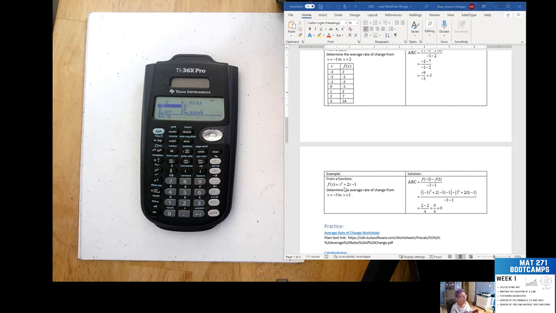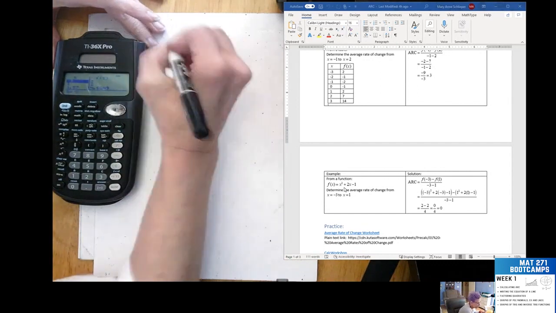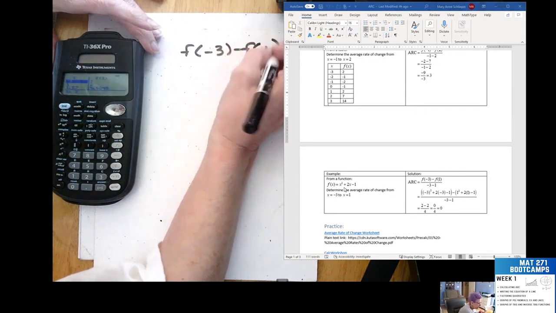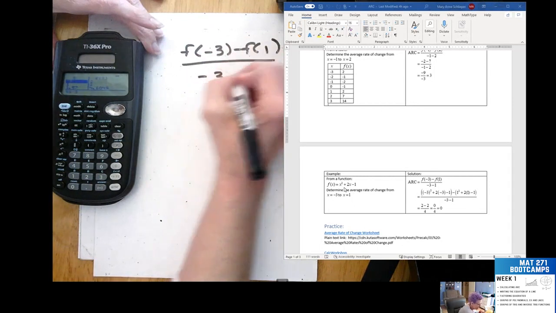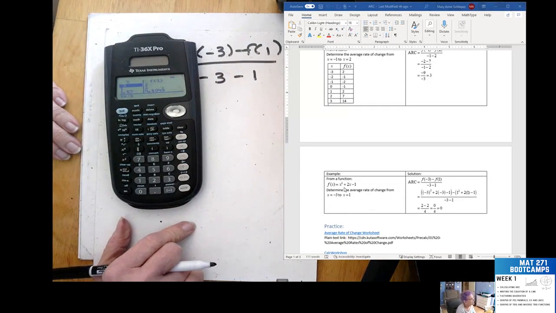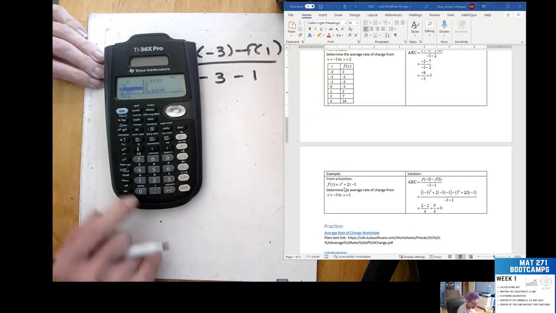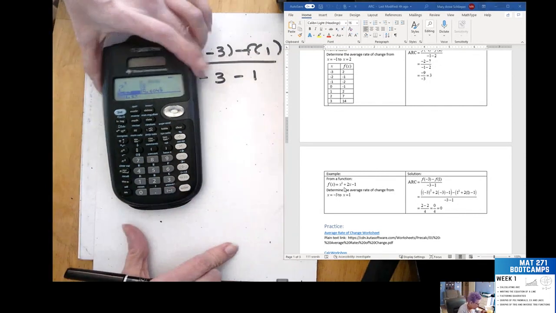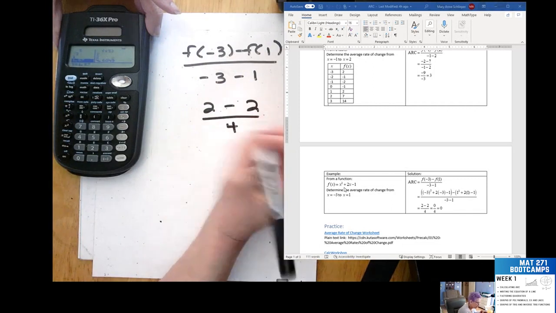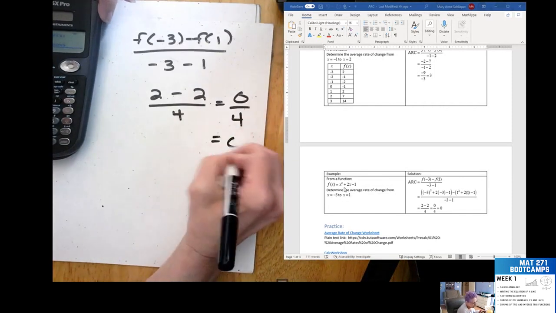So we are asked to determine the average rate of change from x equals negative 3 to x equals 1. So we want f of negative 3 minus f of 1 over negative 3 minus 1. Well, now my table is all ready to calculate these things for me, and you can see I've already done this today because I've already put in negative 3 and I've already put in 1. So I know that that's equal to 2 minus 2 over 4, 0 over 4, which is just 0.